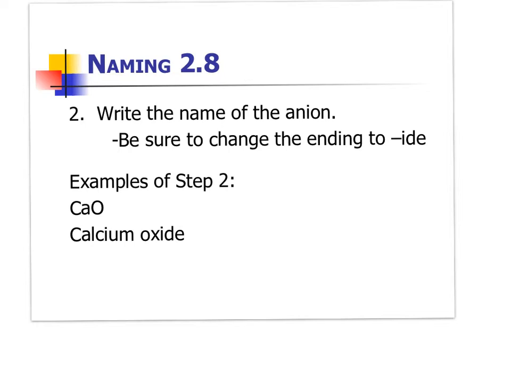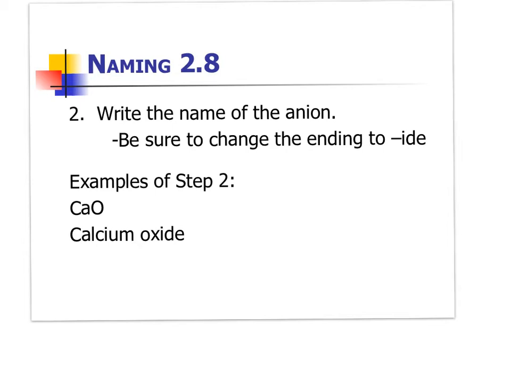Write the name of the anion. Be sure to change the ending to -ide, such as the example would be calcium oxide. You still have to name it -ide. That kind of helps us indicate that we're naming the compound. So you have calcium oxide. Calcium is not a transition metal, so we didn't have to worry about the Roman numerals.